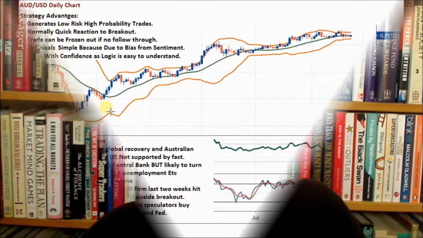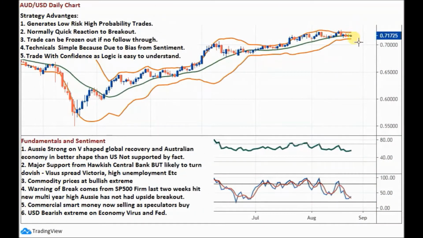Right, let's go and take a look at the chart of AUD USD. Right, AUD USD daily chart, big move up, and now look at the volatility, particularly the last 4 days, very, very low. We think there's going to be a big move.